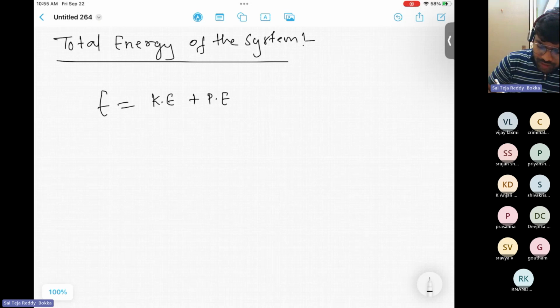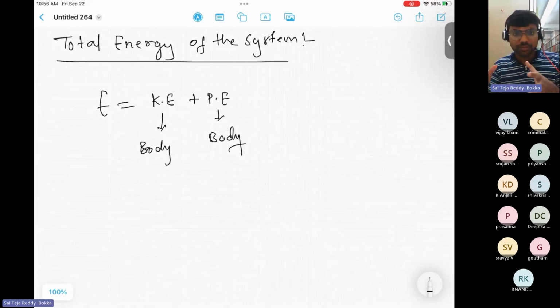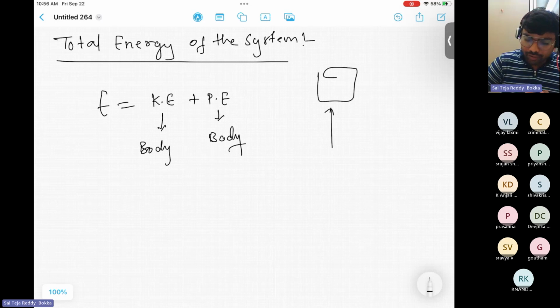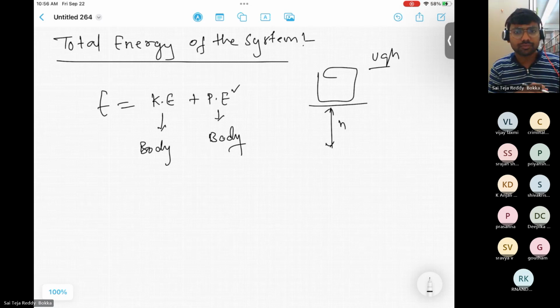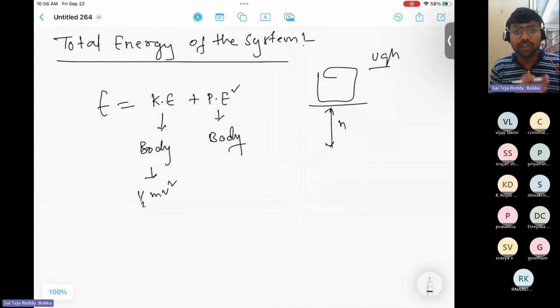So here we'll talk about a body. When we place some external system, we call it a body, right? If a body is in motion, then we discuss the kinetic energy of that system. If a body is placed at some height from the ground, then we discuss the potential energy, U or G. We all know about it. Kinetic energy is half mv square. So here we are discussing a body.